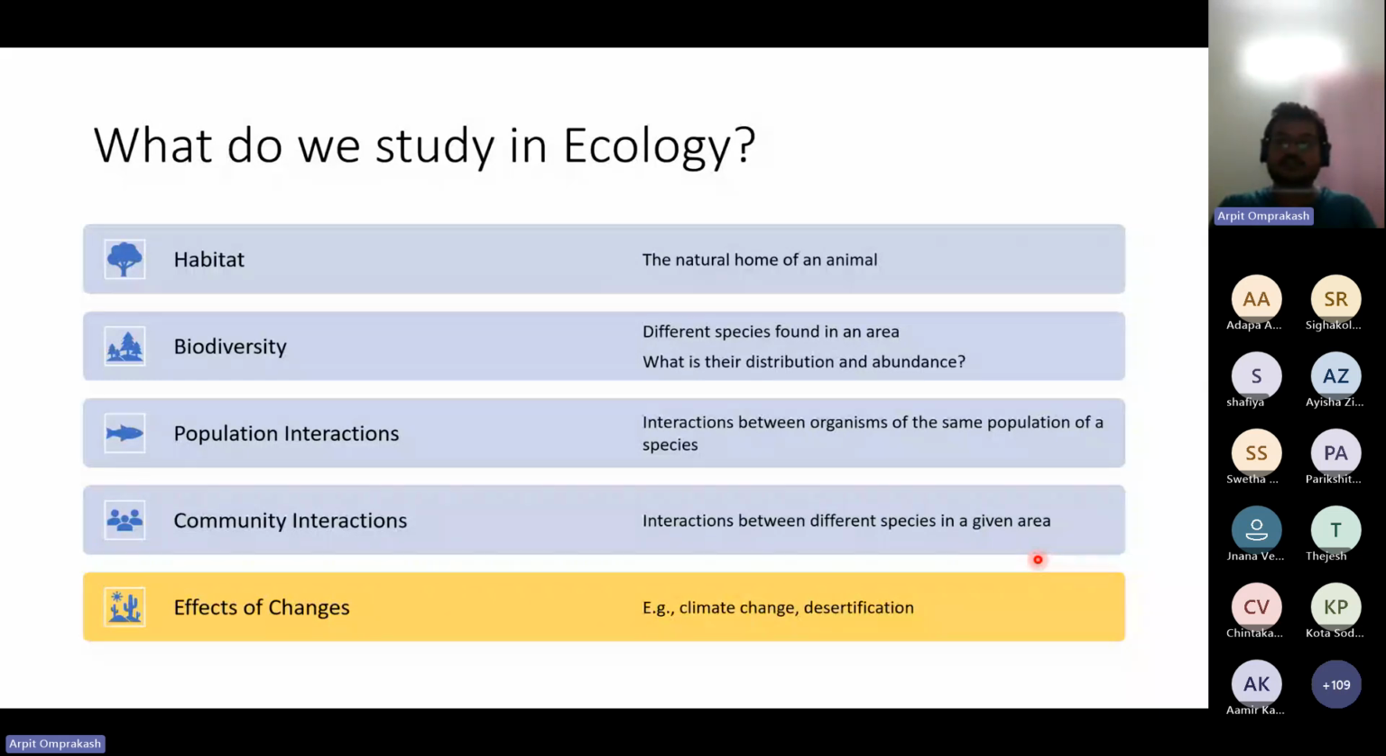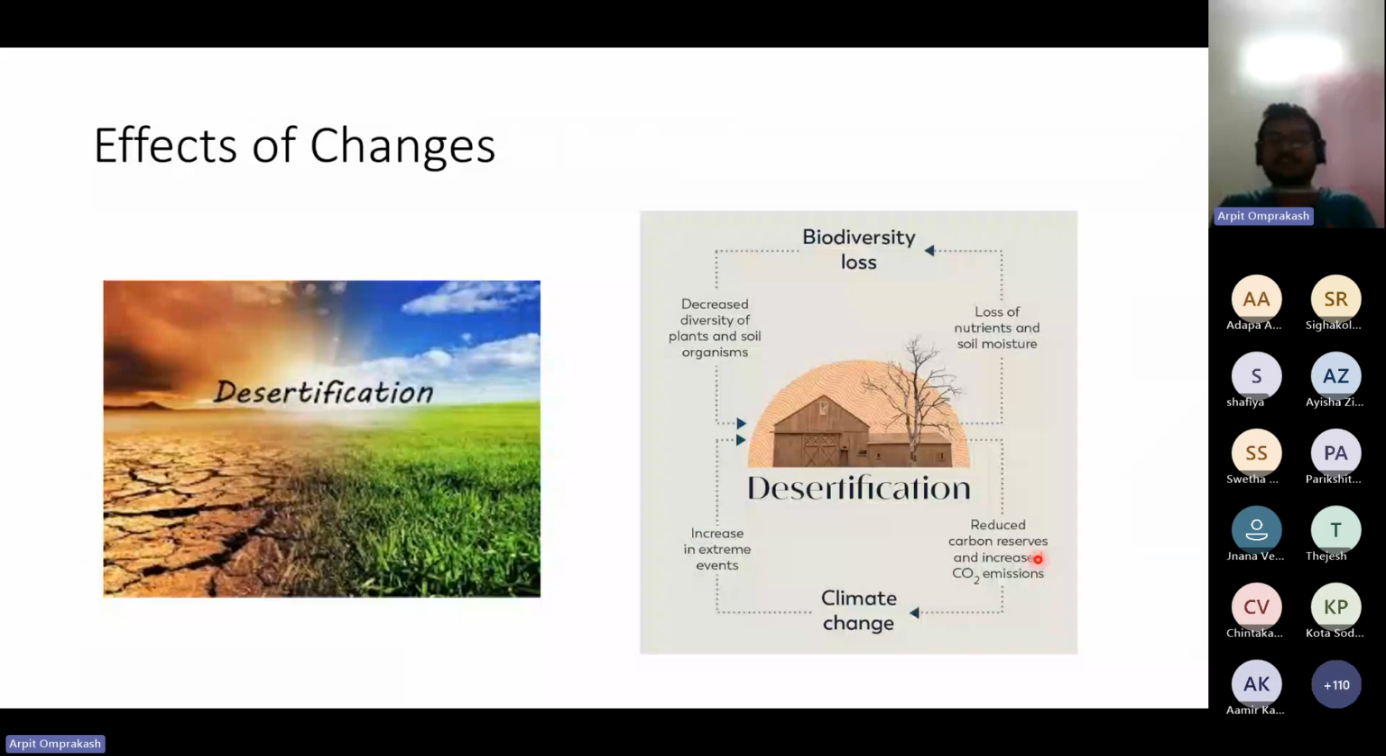The next thing we study in ecology is the effect of changes. Changes such as climate change or global warming, and how they are affecting ecology and plant and animal life over the world, and also other processes such as desertification.